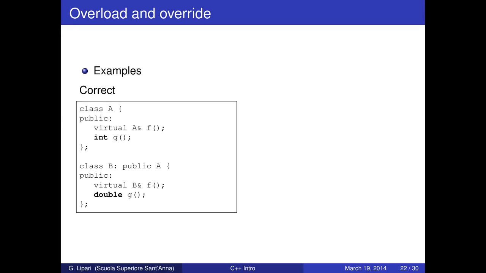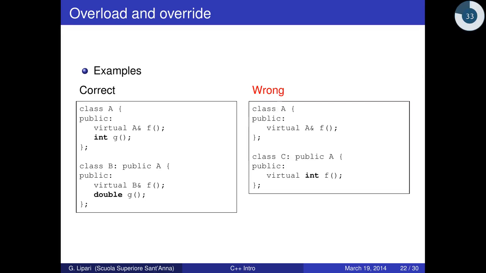And it's okay also for g, because g is not virtual, so you can do whatever you want. So what you are doing here is overriding function f, because f is virtual, and so you are declaring another function with almost the same prototype as f. And you are overloading g, because you are defining a different function g inside B. And since it's different, you can do whatever you want with the return value.